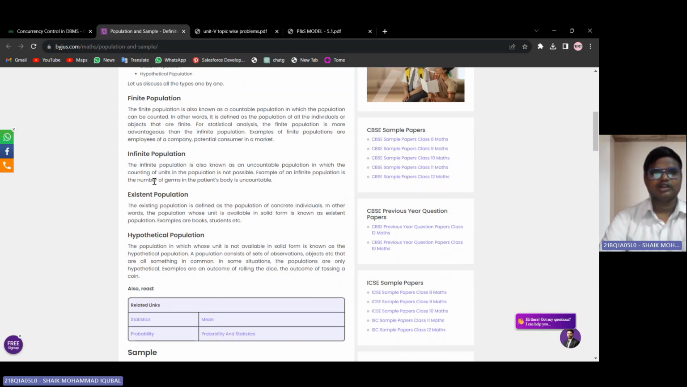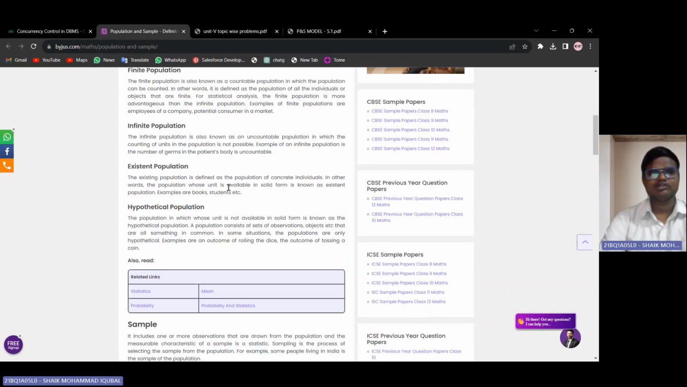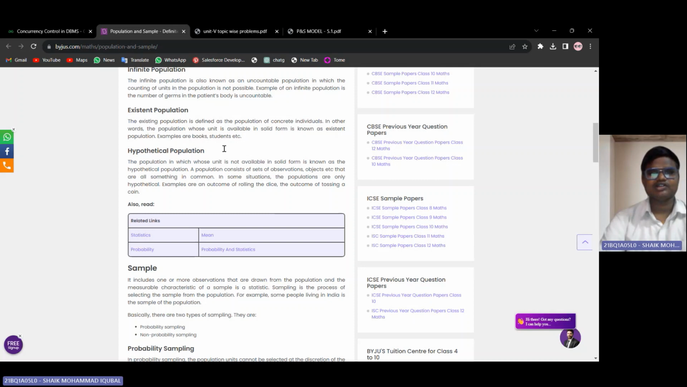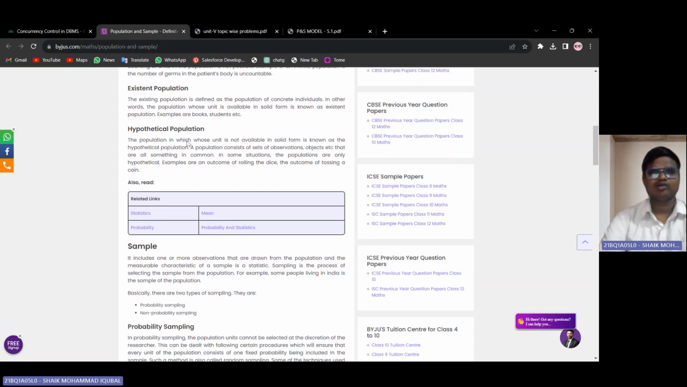Existent population. The existent population is defined as the population of concrete individuals. In other words, the population whose units are available in solid form is known as existent population. Examples are books, students, etc. Hypothetical population. The population whose units are not available in solid form is known as hypothetical population. Population consists of a set of observations or objects that all have something in common. In some situations, the populations are only hypothetical, for example, the outcome of rolling a dice or the outcome of tossing a coin. Related topics: probability and statistics.